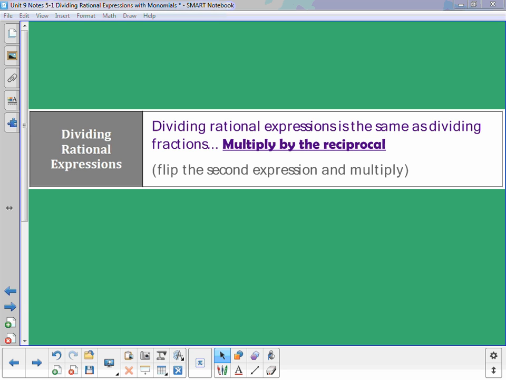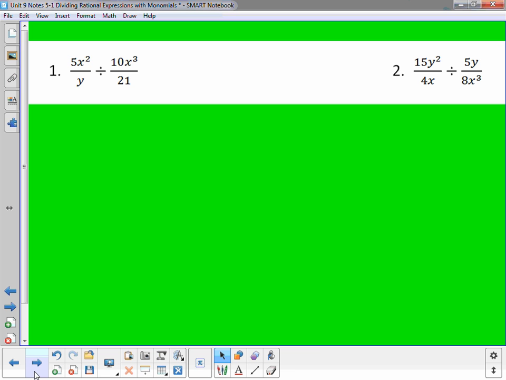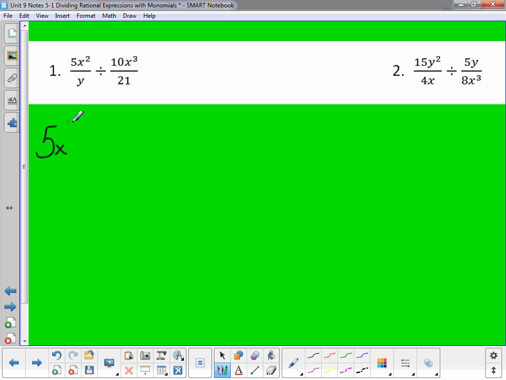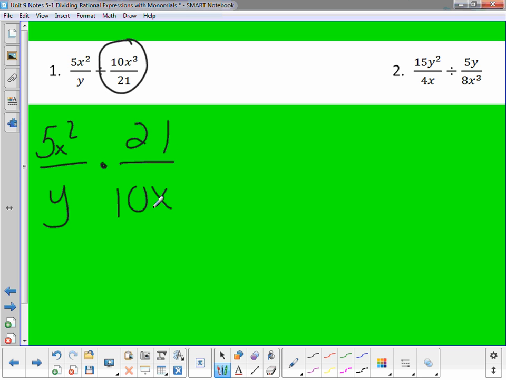So let's take a look at what that's going to look like. Let's take a look at number 1. For number 1, what you're going to do is flip this guy. So we have 5x squared y, that's going to stay the same. Now I'm going to flip this second fraction, so that I just completely flipped it over on its head.